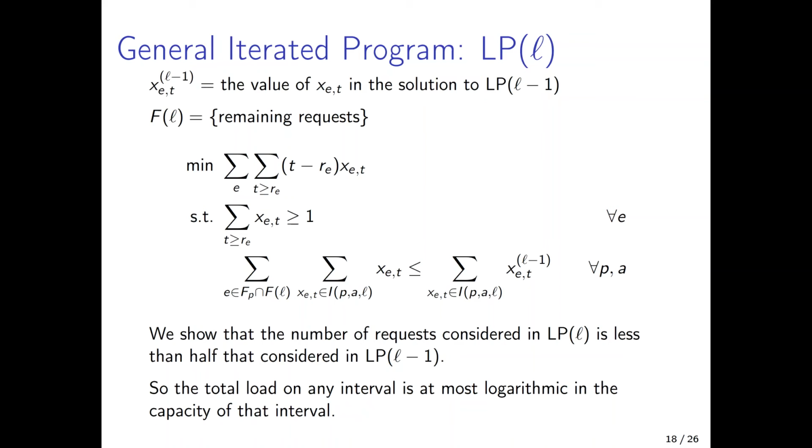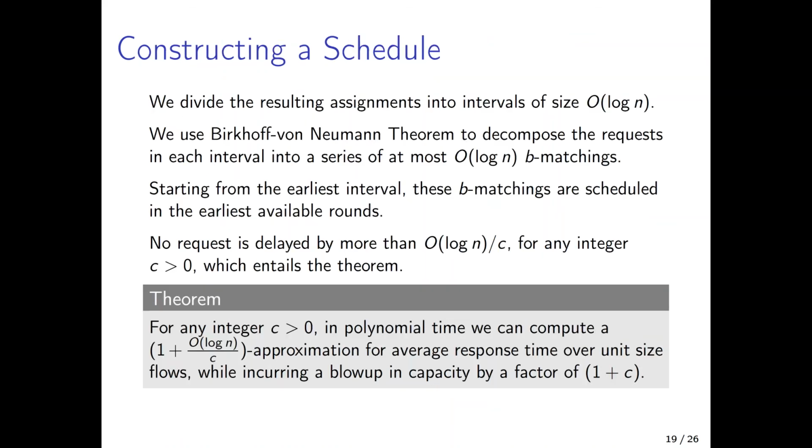In the paper, we show that with each iteration L, the number of requests considered in the program LPL is reduced by a factor of 2. This entails that there are at most log n iterations, and that the total load given by the successive solutions on any interval is at most a log n factor over the capacity of that interval.